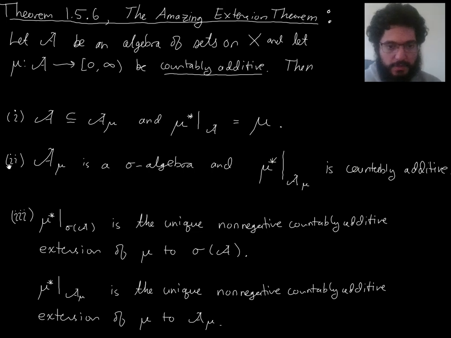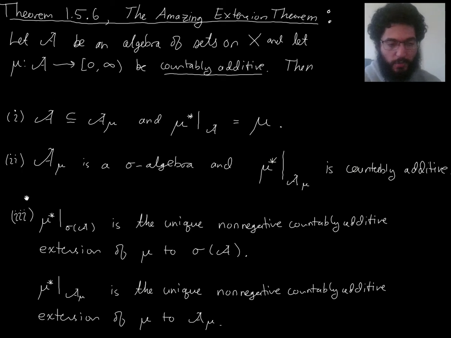So in other words, part 2 is saying that the outer measure, mu star, works as a countably additive extension of mu. Part 3 is uniqueness. It's saying if you thought you had some possibly different countably additive extension of mu, then in fact it was just the outer measure all along.